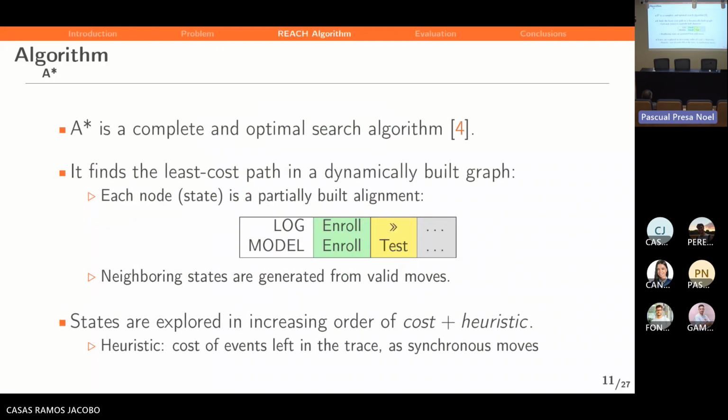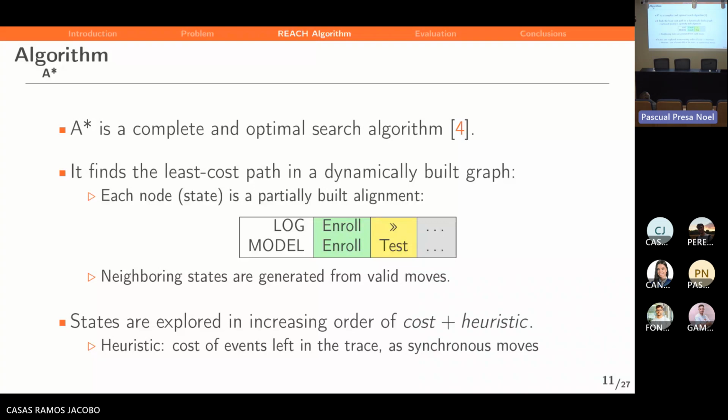And now we move on to describing our algorithm. It is based on the A-star algorithm, which is an optimal and complete search algorithm. It explores a dynamically built graph to find the alignment of the least cost. This graph contains states, or nodes, which are partially built alignments. These are alignments that start at the beginning of the trace and the model, but do not necessarily reach the end of the trace and the model. So we build this graph by constructing neighboring states from each state.